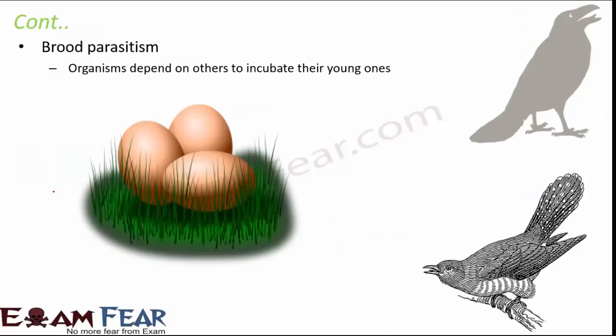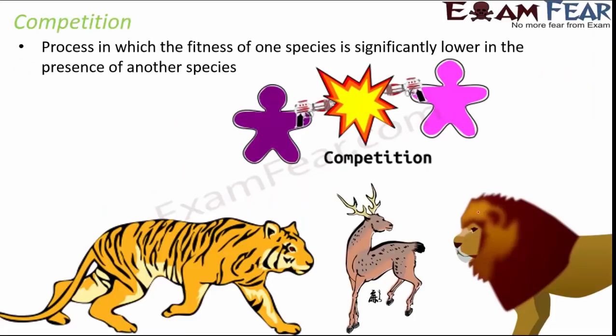Next is brood parasitism, organisms which depend on others to incubate their young ones. The best example is of crow and cuckoo. So the cuckoo, what they do, when they give birth to new ones, they come and keep them inside the nest of the crows. Now the crows incubate them for a considerable period of time. When they grow a little old, that time the cuckoo comes back and takes their young ones. So they basically depend on other organisms to incubate their young ones.